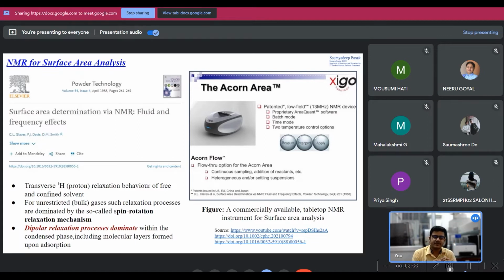This kind of measurement can be done using this kind of instrument. Okay, this is a commercial instrument. You can go through this link also to study the paper. This is the original paper from Graves and Smith et al. They gave this study in 1988, and based on this study, this instrument has been patented, and it has been out in the market for surface analysis.